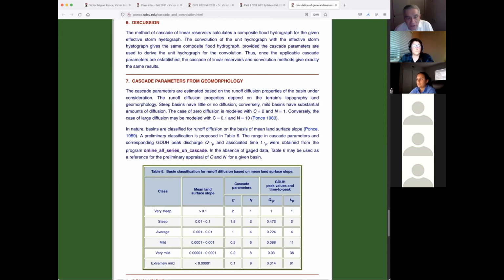Conversely, the case of large diffusion may be modeled with C = 0.1 and N = 10. Now, when Don Newton did his method in the 50s, it could have even been in the 40s, I don't know exactly. I know they published it in the middle 50s. They divided the hydrograph into three parts: the surface runoff, the interflow, and the groundwater flow. That makes sense. That's exactly the way it happens.